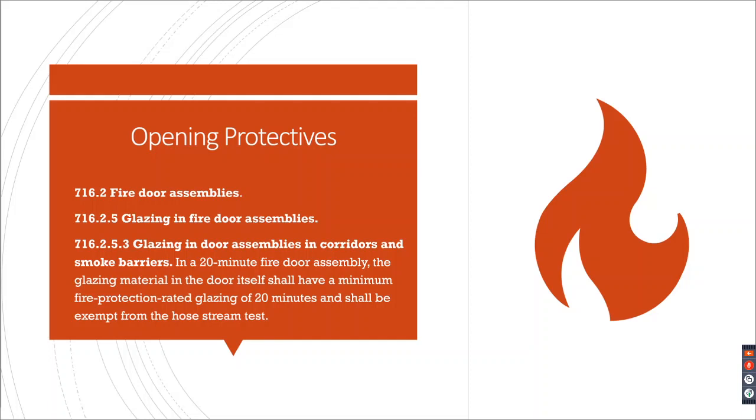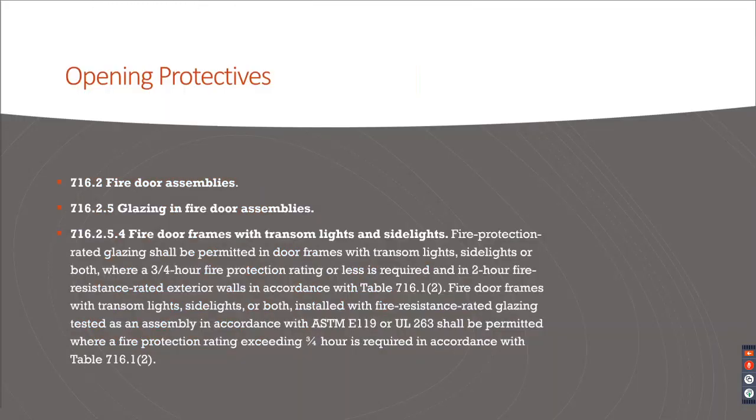In a 20-minute fire door assembly, and I'm sorry, back up a little bit, with doors, how are they tested? As the openings or as walls, like the wand door, for example. But anyway, glazing in door assemblies and corridors and smoke barriers. In a 20-minute fire door assembly, the glazing material in the door itself shall have a minimum fire protection rated glazing of 20 minutes and shall be exempt from the hose stream test.